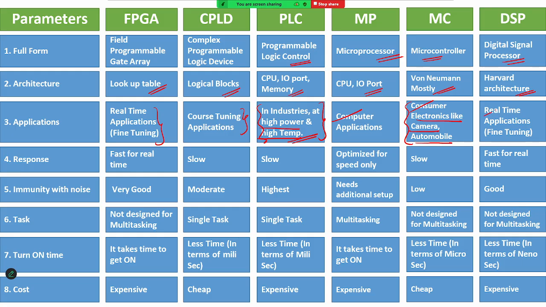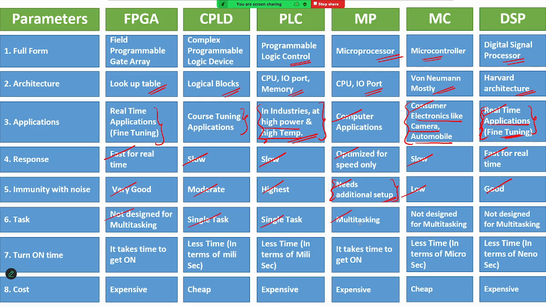Real time applications, wherever voice and image related processing is required, we are using DSPs. Response time is faster in FPGA, slower in CPLD, slower in PLC, optimized for speed only in microprocessor, slow in microcontroller, and faster for real time applications in DSP. Immunity to noise: very good, moderate, high, needs additional setup, low. Additional setup means you need some more fans. Okay, good.